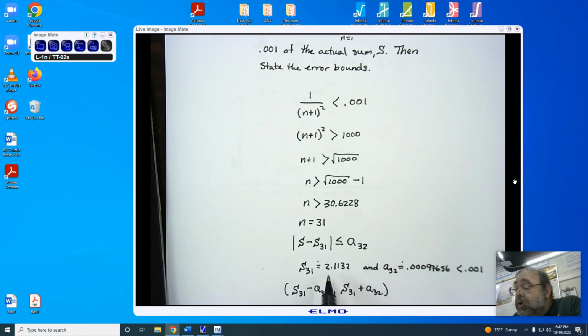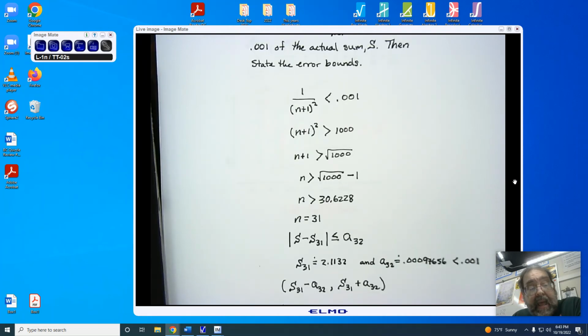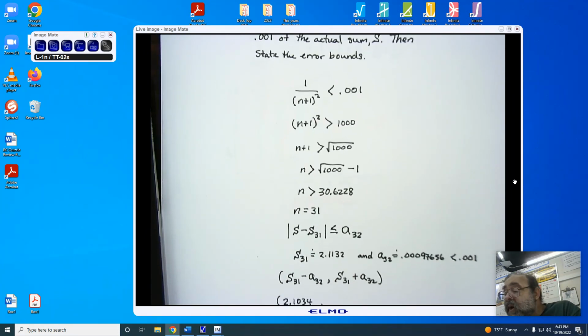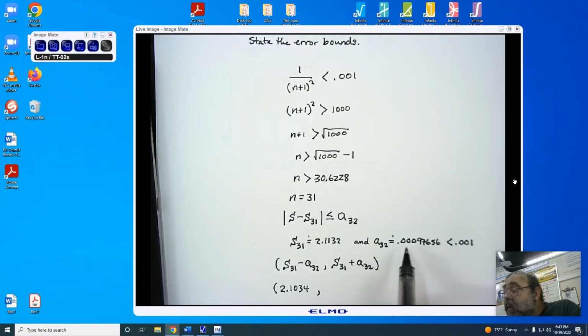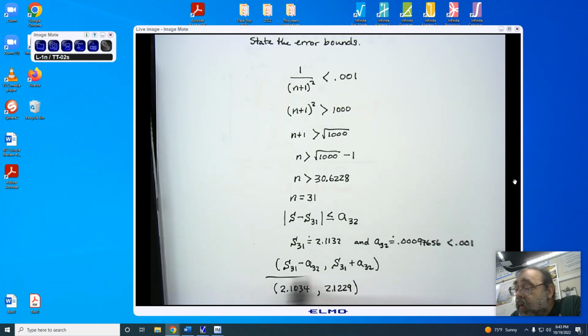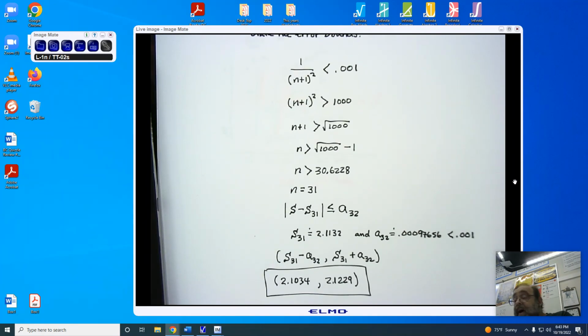So if I take 2.1132 and I subtract 0.00097656, I'm going to get approximately 2.1034. If I then take 2.1132 and I add to it 0.00097656, I'm going to get 2.1229. I now know the actual sum is in between these two boundaries.